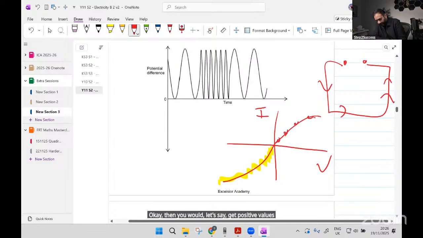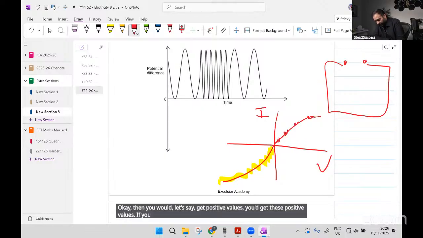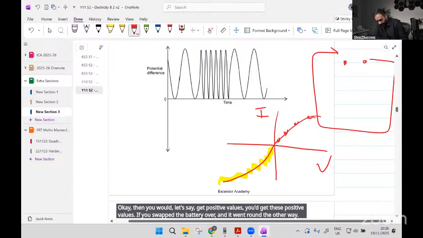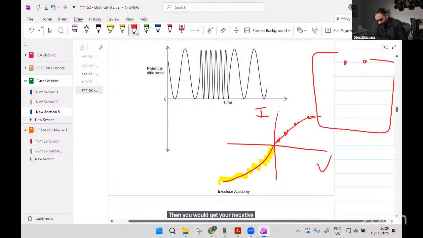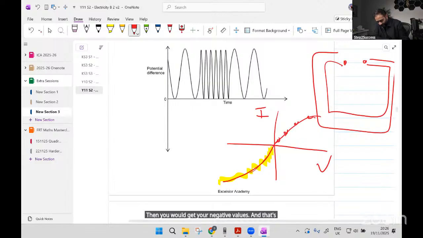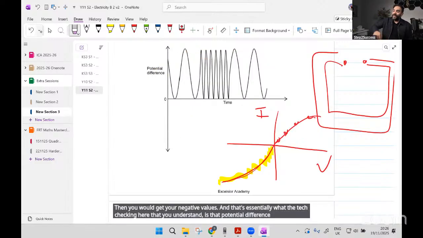You'd get these positive values. If you swapped the battery over and it went round the other way, then you would get your negative values. And that's essentially what the question is checking, that you understand that potential difference can be negative, and that negative is what is the changing direction.